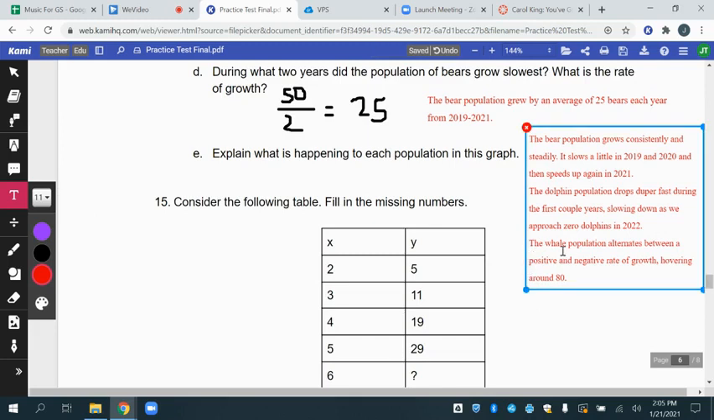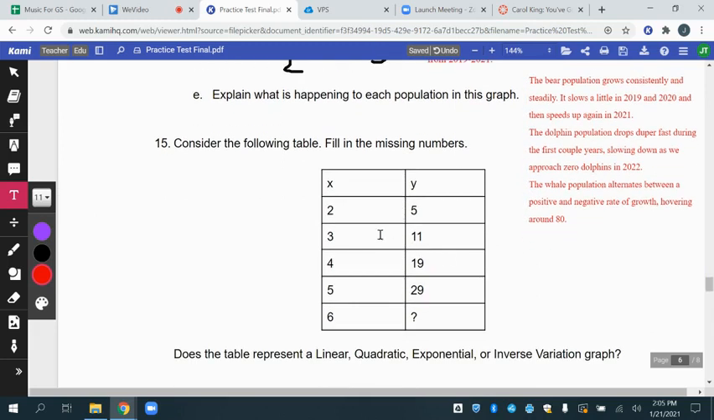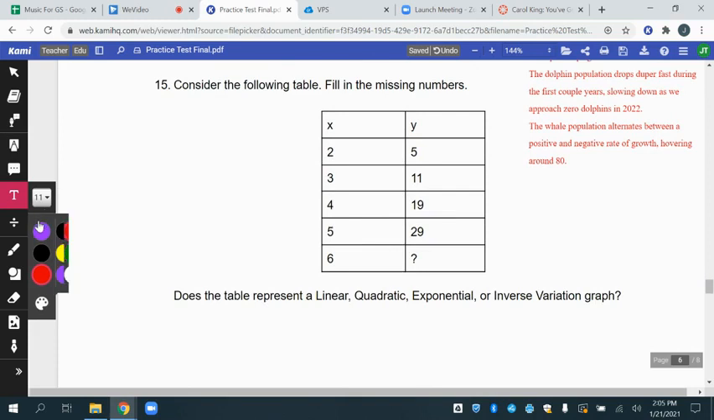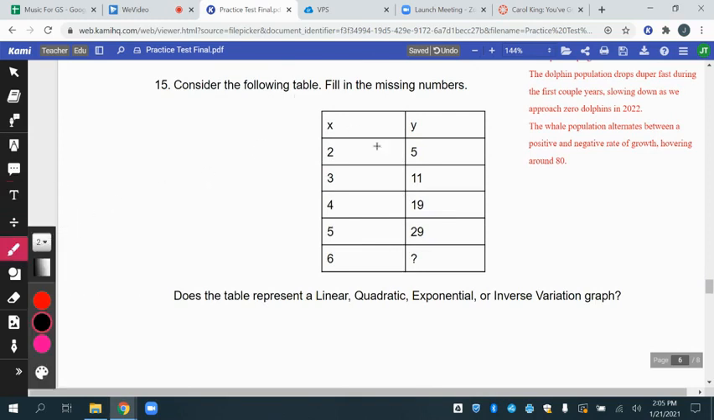Okay, so those are the things I would write. Now let's do this. We're going to figure this guy out. What's it going up by? We're going to consider the table and fill out what's missing. A good thing to do is to always check to see what things are growing by.